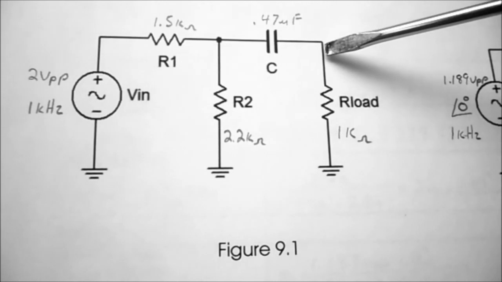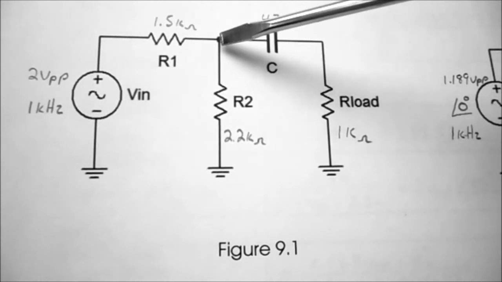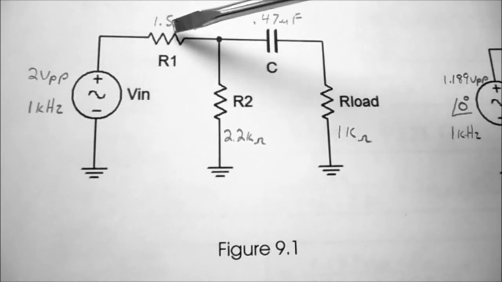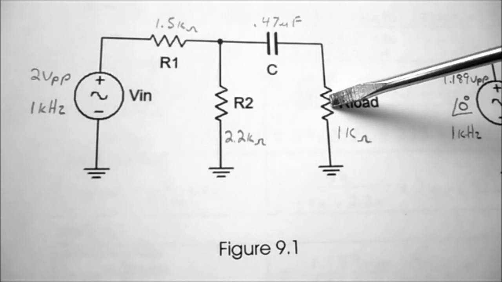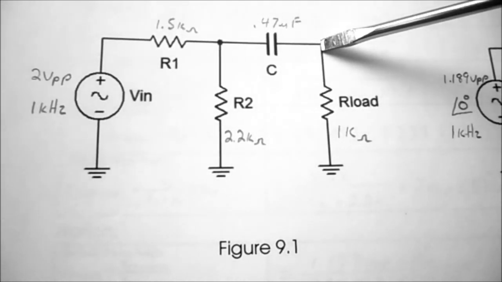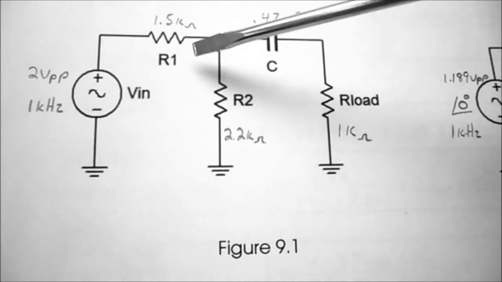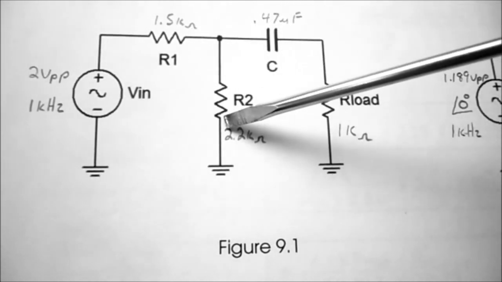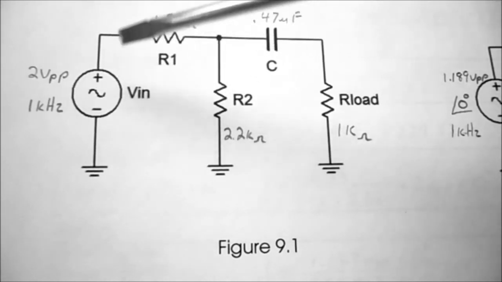To find Thevenin's voltage, all we've got really is a voltage divider circuit, because once we remove the load there is no current flowing through the capacitor. So it simply becomes 2.2K over 1.5K plus 2.2K times the applied voltage.